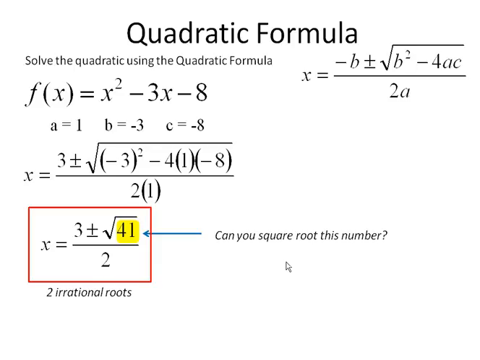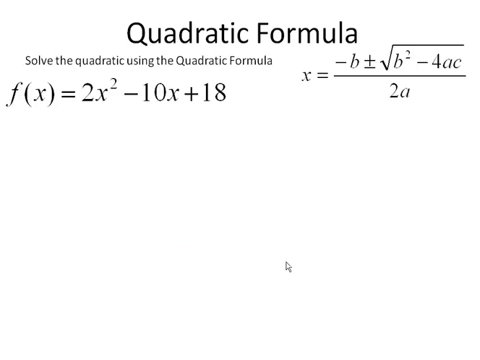Let's move on to problem number 55. 2x squared minus 10x plus 18. Again, these are already written in standard form for you, as they will be on the test. All you have to do is identify A, B, and C. In this case, A equals 2, B equals negative 10, and C equals 18. Plug in your numbers into your formula.